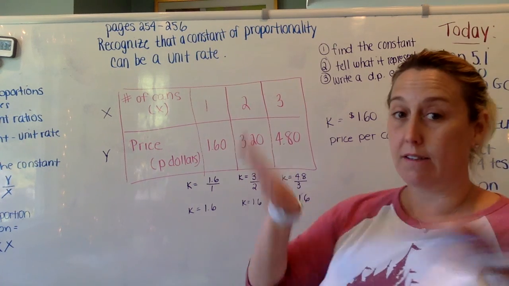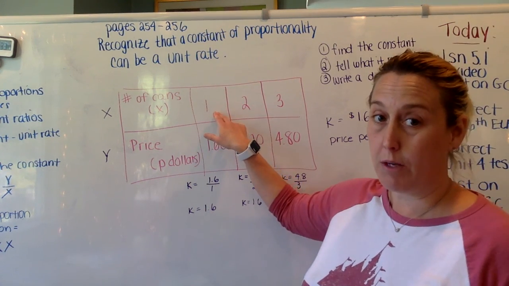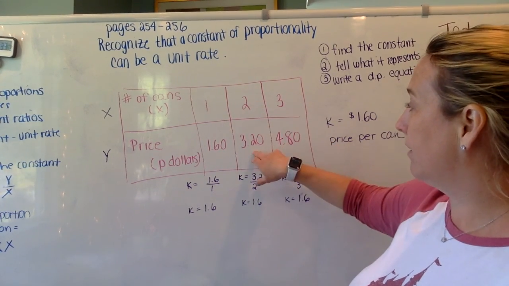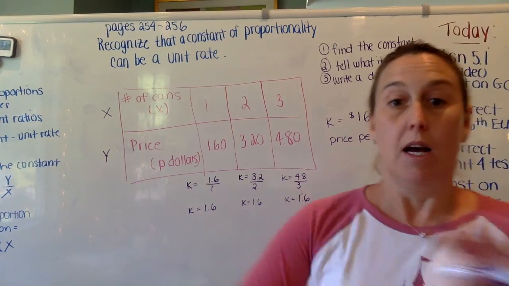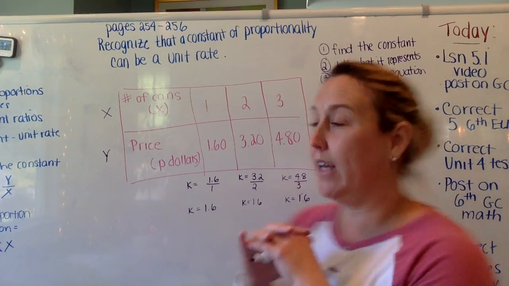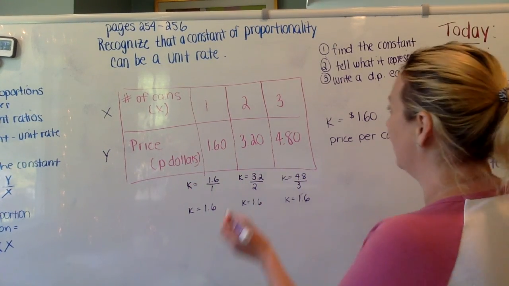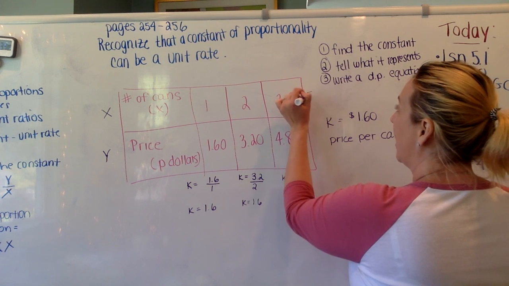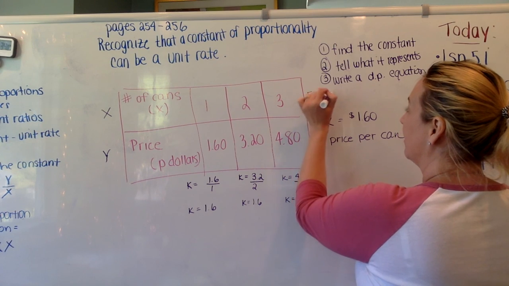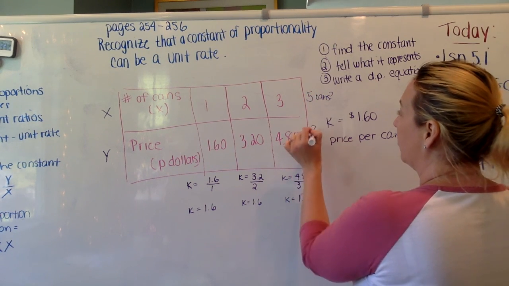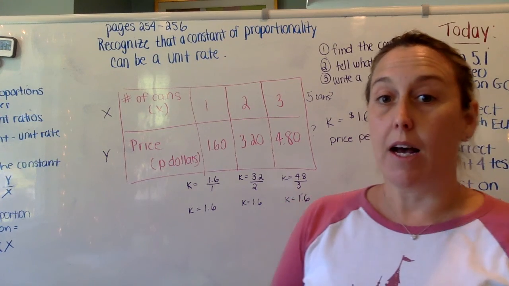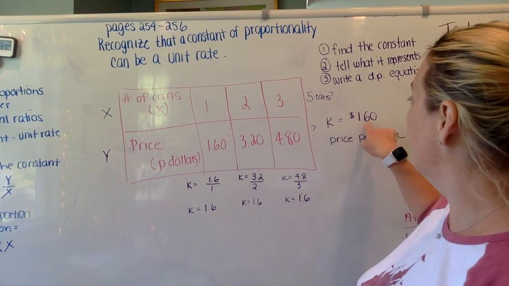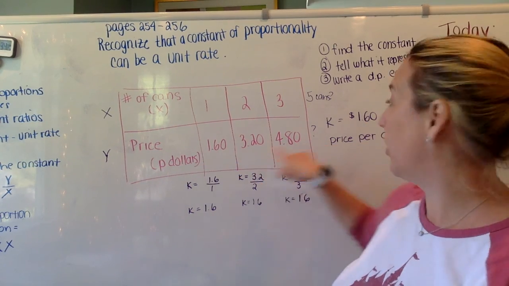If the X is 1, it doesn't work if you don't start out with it being 1, because this is saying 1 can costs $1.60, 2 cans, $3.20, 3 cans, $4.80. I'm going to have you pause and just project, I'm adding this on, the book didn't tell you to do that. What do you think your Y would be if you had 5 cans, with a constant or a unit rate of $1.60? What would that make your total cost?